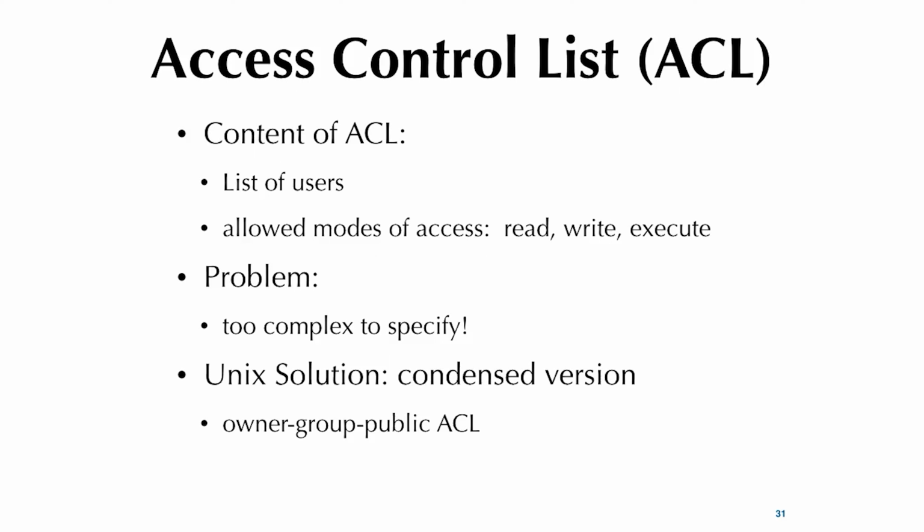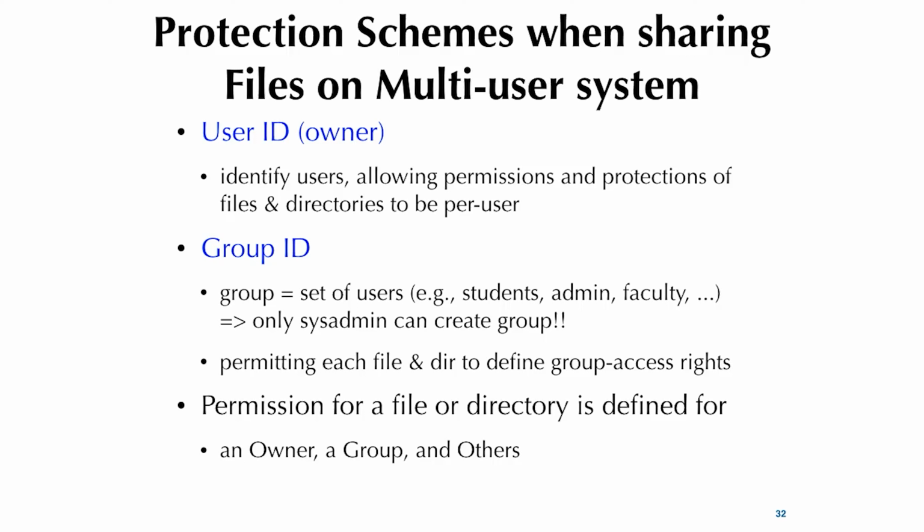So what's the Unix solution? Well, Unix uses a more condensed version, called the owner, group, public style of ACL, access control list. So first you have the concept of user, right? The user here refers to the owner of the file. If you create one, by default you're the owner. Or if you have superuser privilege, you can actually designate the owner of the file. But it has just one owner at a time.